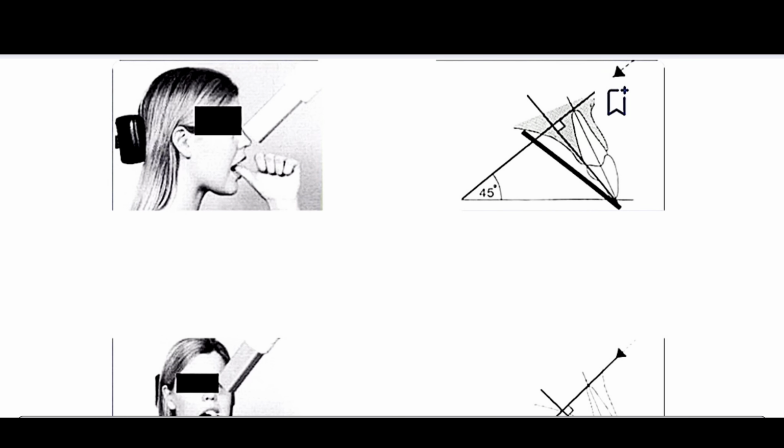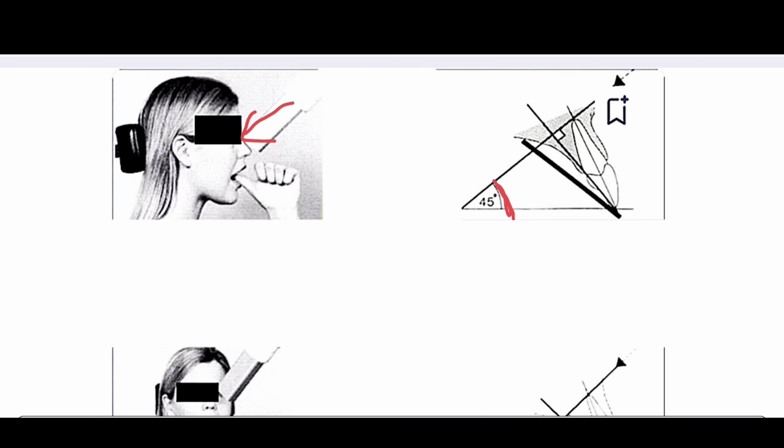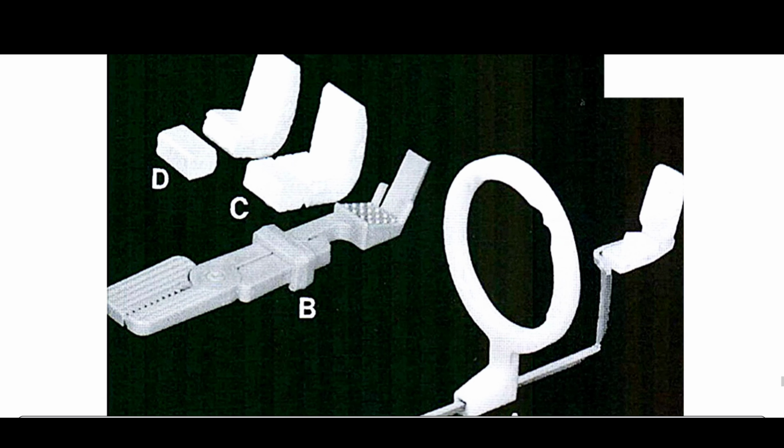Maxillary anteriors are the tooth of interest. So in that case, the horizontal angulation will be 45 degrees. Here you can also observe that the thumb is used for placement of the film. As you can see in this picture, different types of film holders are available. There are different kinds of film holders we can use.